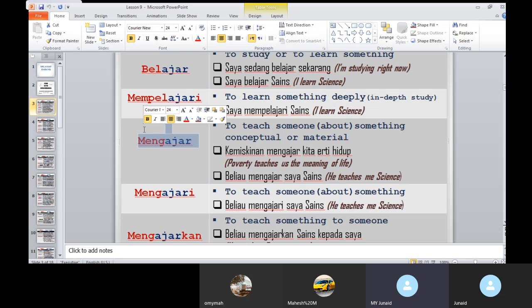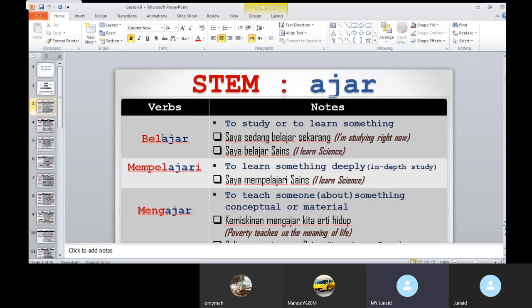So there are only two words that you have to remember: belajar dan mengajar. Belajar is to study or to learn something, and mengajar is to teach something. Study and teach. Any question? Faham, cikgu. Okay. The next verb, buat.